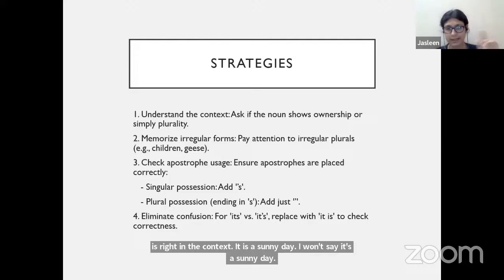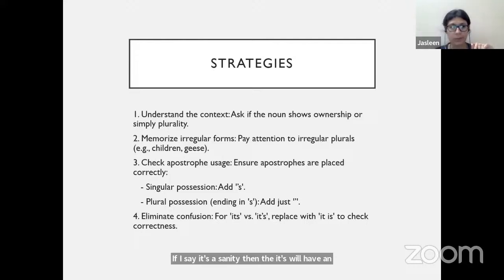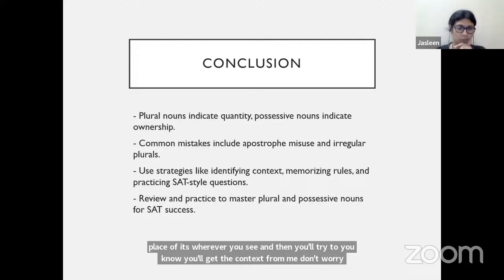If I say it's a sunny day, then the it's will have an apostrophe. I would say, no, I would say its my pen, then I am showing possession in this sentence. It's tricky, but when you actually read the sentences, just try to use it is in place of it's wherever you see it, and you'll get the context properly. Don't worry.